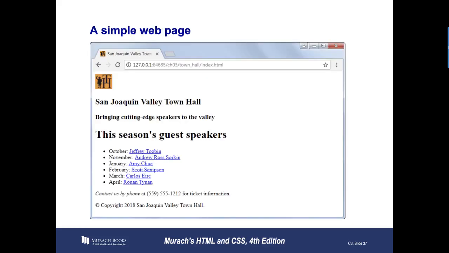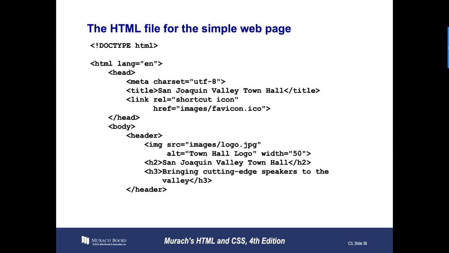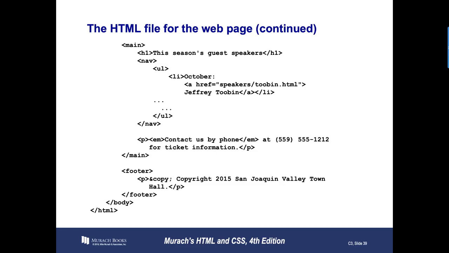All right. So here's a simple web page. In fact, you're going to be coding something like this for your assignment. And here's the HTML for that simple web page, and notice the semantic markup. You have the head section, and in the body you have a header, and then you have an image, an H2 heading, and an H3 heading. And then you have a main section, which has the H1. Notice the H1 is in the main because that's where the important stuff is.